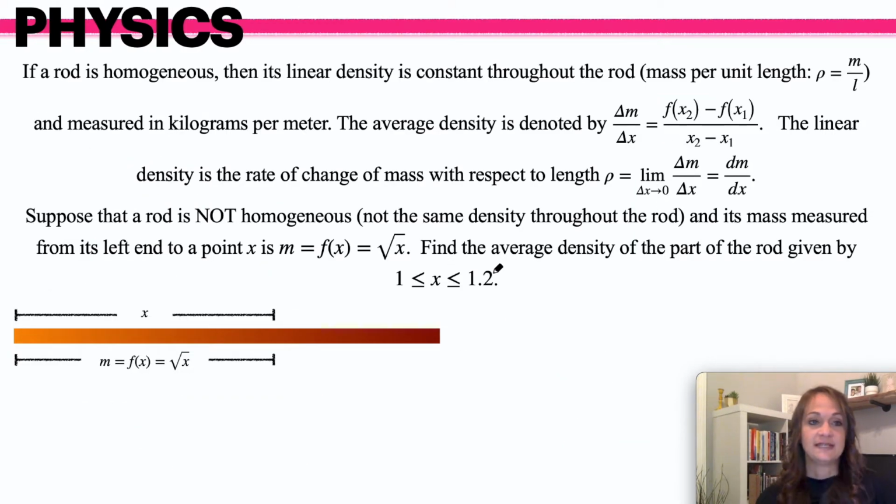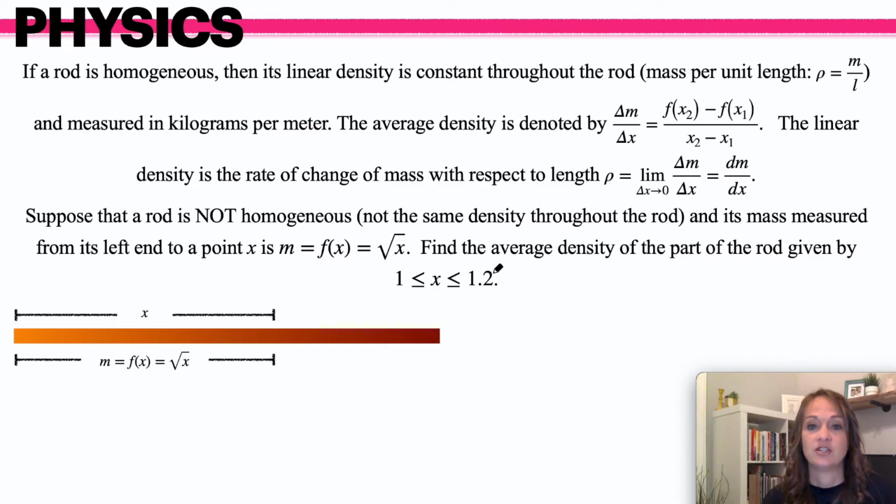Something else with physics: if a rod is homogeneous, then its linear density is constant throughout. Meaning, let's say you had a rod that was homogeneous. That means the rod had the same density all the way throughout the entire rod. Some rods are not homogeneous. For example, some rods might be thicker at the ends than in the middle, or thicker in the middle than at the ends. That would not be homogeneous.